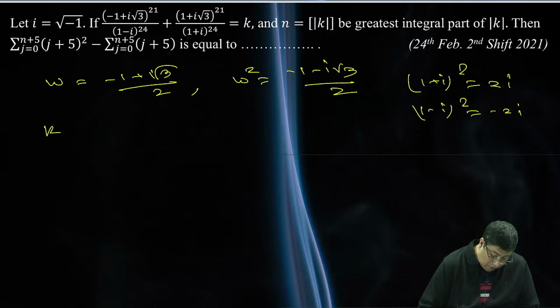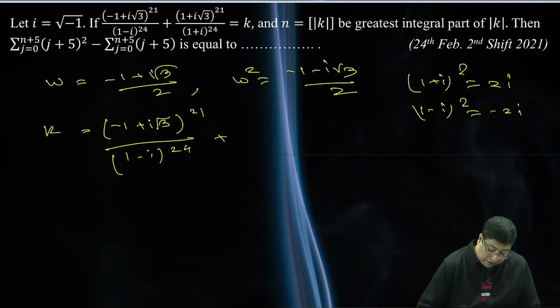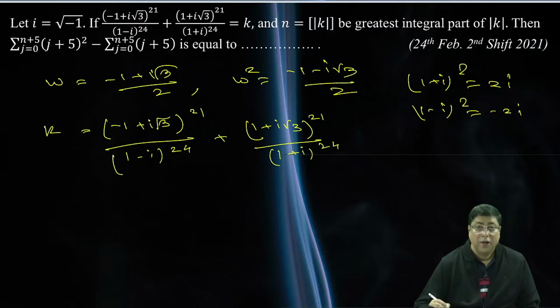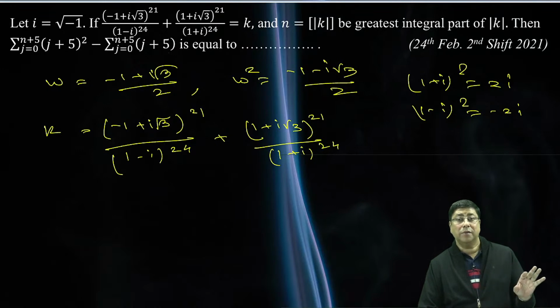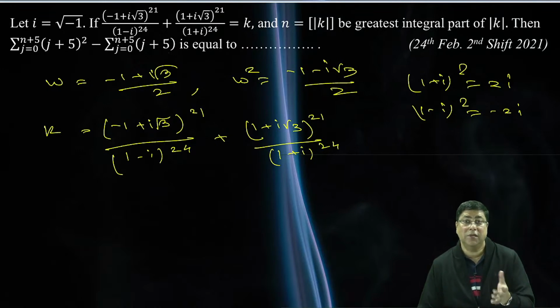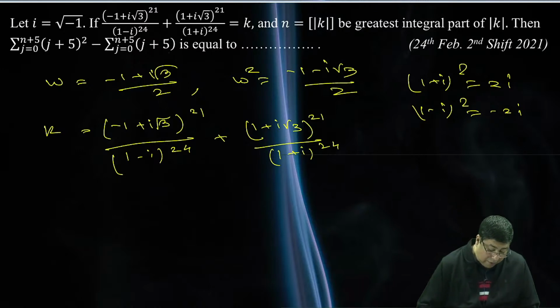Now suppose k is equal to (minus 1 plus i root 3) whole to the power 21 by (1 minus i) whole to the power 24, plus (1 plus i root 3) whole to the power 21 by (1 plus i) whole to the power 24. This I have written; it is not required to write in the examination hall. In the examination hall, you just write the answer. I have written it here so that you can understand.